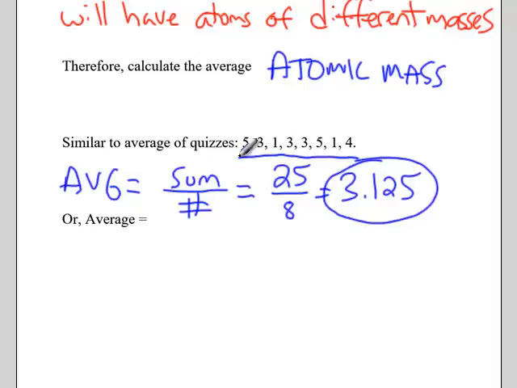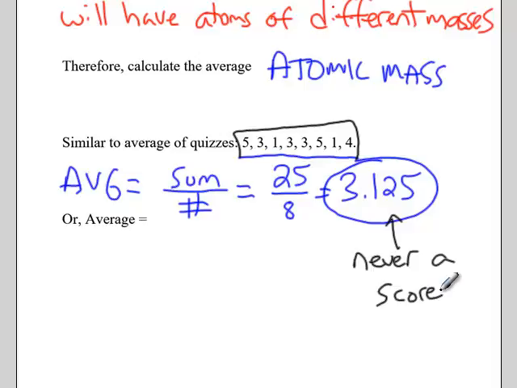Now notice, how many times did this person actually get a quiz score of 3.125? If these are the scores this person earned, that was never a quiz score. The average does not have to be one of the numbers that you put in as the possibility. So mathematically, if you took 6 million quizzes, you could calculate the average the same way. You could sum up all 6 million quizzes, divide by 6 million, and that's going to give you the average.